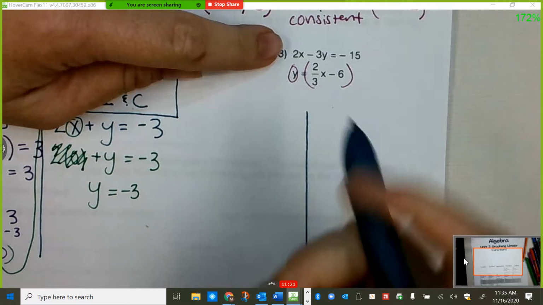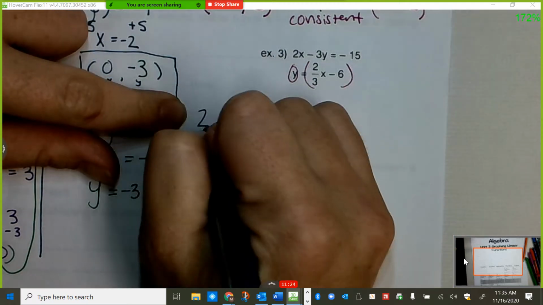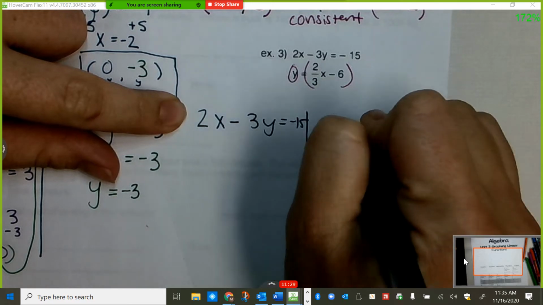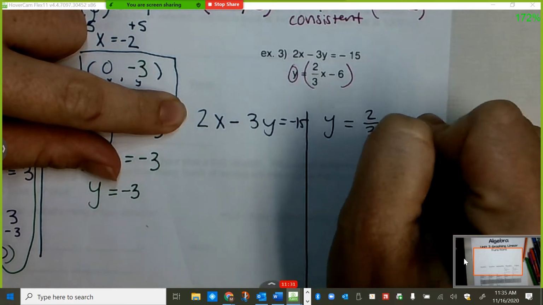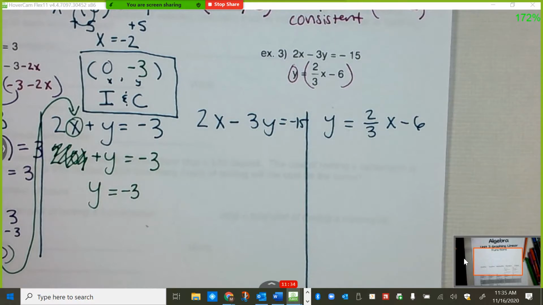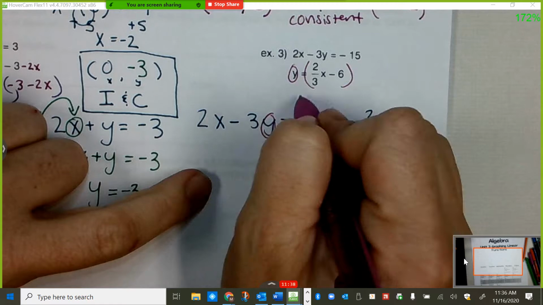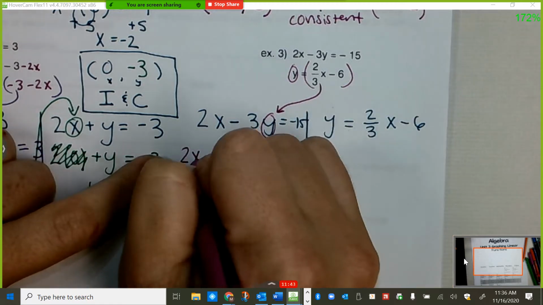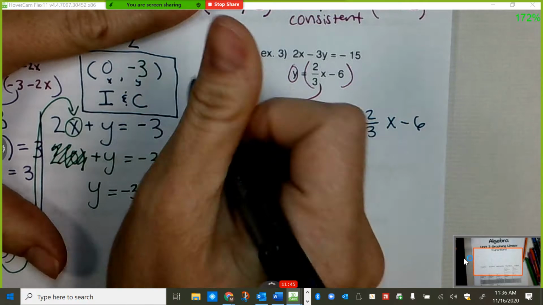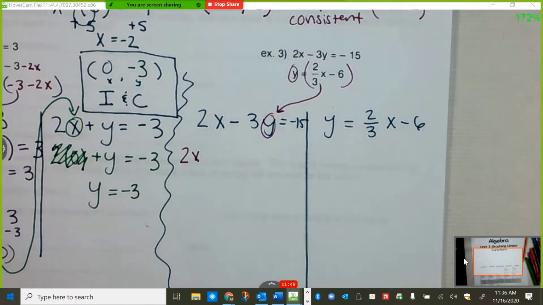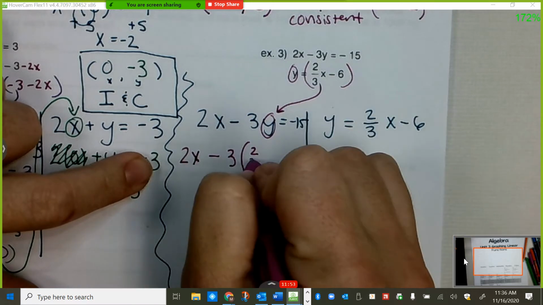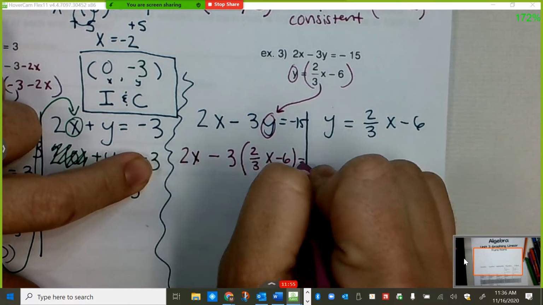So right away, remember, our equation without the variable alone goes on the left. And the one we're using goes on the right. So we know we can replace y with this by substituting. So we're going to get 2x, I'm going to draw a line so y'all know, 2x minus 3 times 2/3 x minus 6 equals negative 15.